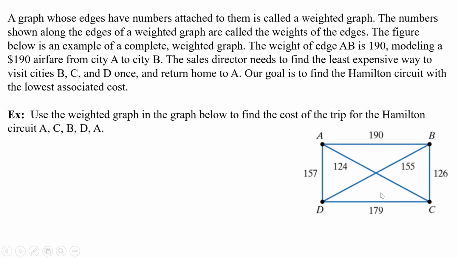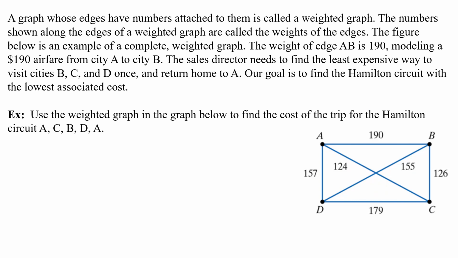A graph whose edges have numbers attached to them is called a weighted graph. So this is a weighted graph here. Now, the numbers shown along the edges of a weighted graph are called the weights of the edges. So those are how much it weighs, and in this case, they're dollar amounts. The figure below is an example of a completed weighted graph. The edge AB is 190, modeling the $190 airfare from city A to city B.